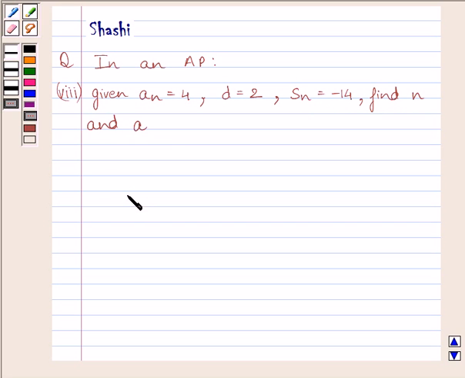First of all, let us understand that the sum of n terms is given by n upon 2 multiplied by 2a plus n minus 1 multiplied by d, where a is the first term of AP, Sn is the sum of n terms of AP, and d is the common difference. This is the key idea to solve the given question.